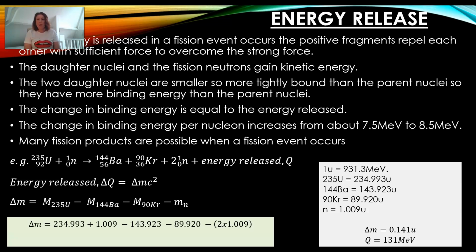But if you want to do it with me, you've got the mass of the uranium here, plus the mass of 1 neutron here, take away the mass of the barium here, krypton here, and then your 2 neutrons here. You can simplify that by just doing the 1 neutron if you understand the above, but if you're not sure, stick them all in. Gives you a change in mass of 0.141 u, and then 1 u is equal to 931.3 mega electron volts, so multiply there. So we're getting 131 mega electron volts in that reaction. Okay, in other reactions you get different amounts.